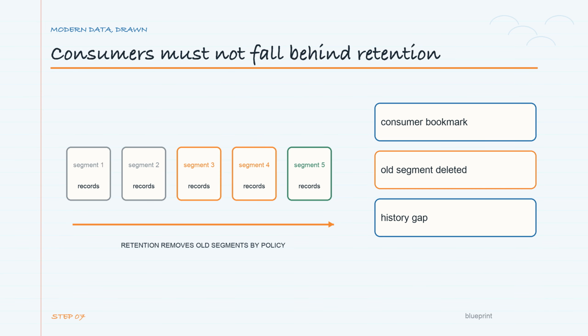If a consumer waits longer than the available history, its saved offset may point to records that have already been removed. Monitoring consumer lag and setting realistic retention are therefore connected. Now connect that idea to what appears on the page. Read the drawing from one idea to the next. Consumer bookmark, then old segment deleted, then history gap.